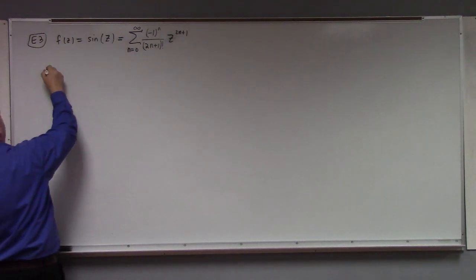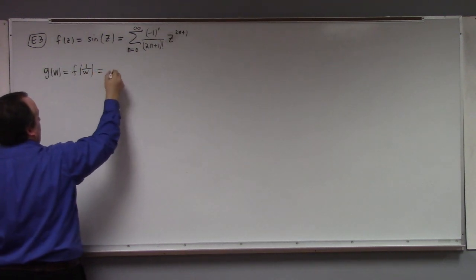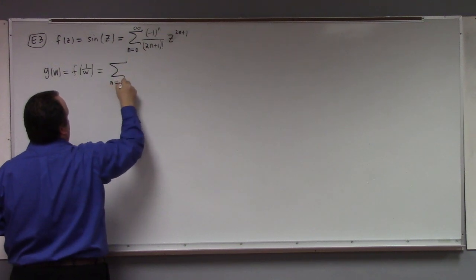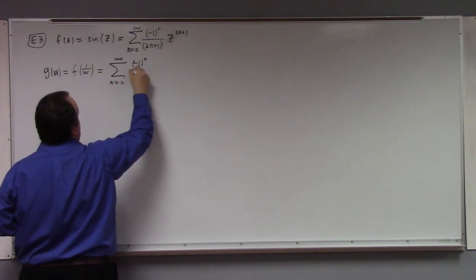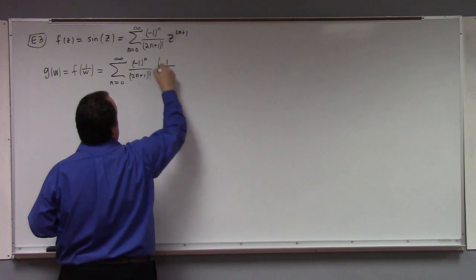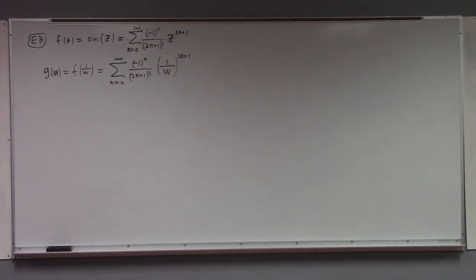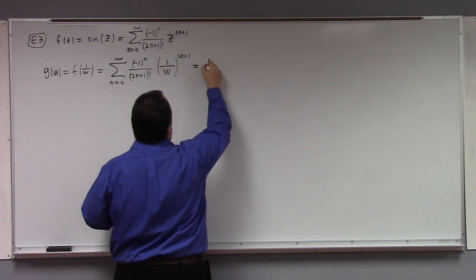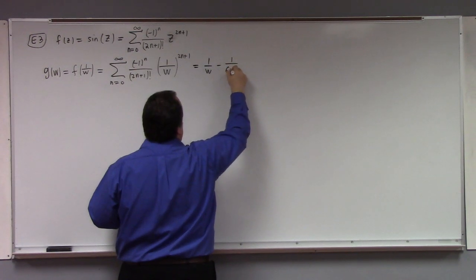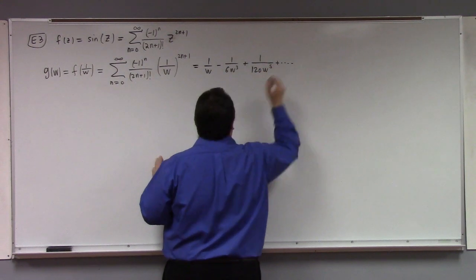So g of w is f of 1 over w, right, by construction. That's what we're trying out. And that would be the sum, n equals 0 to infinity, minus 1 to the n over 2n plus 1 factorial times 1 over w to the 2n plus 1 power. All right? Let me write this out here. So what we got explicitly is something of the form 1 over w minus 1 over 6w cubed plus 1 over 120 w to the 5th power plus dot dot dot.